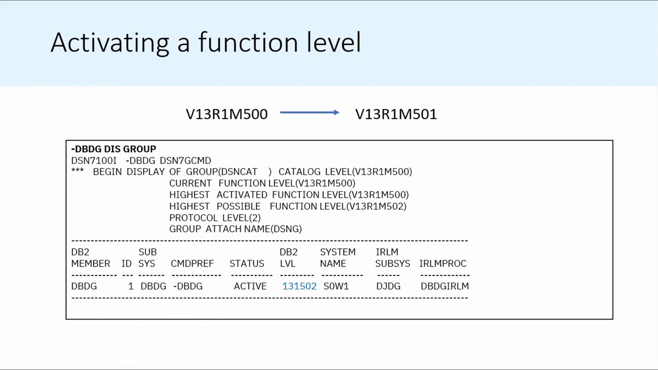The other thing to note that Mark pointed out earlier is the DB2 LVL, or level, at the bottom, 131502. That is the current code level that is available on this system. So this gives us a ton of information. We know where we are, we know where we're going, and where we can go when we're activating a function level. The highest possible function level is 502. However, we're going to be activating 501.